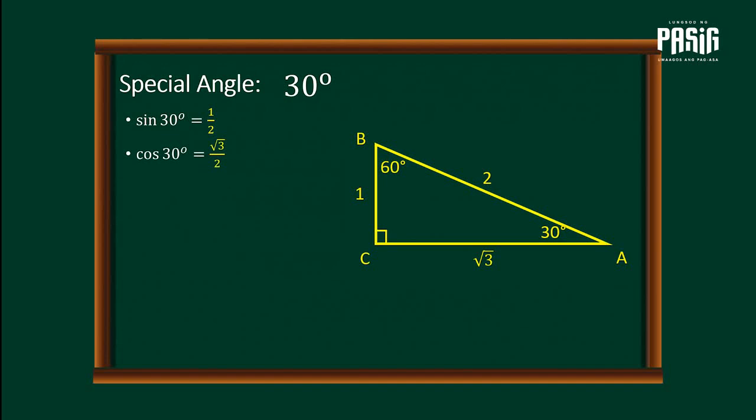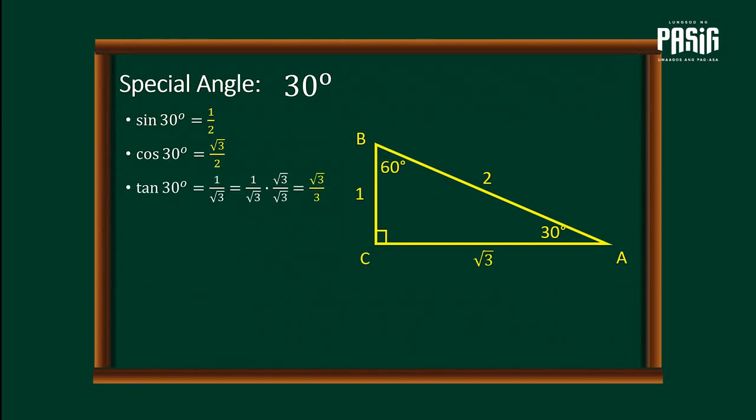Cosine by its definition is equal to adjacent over hypotenuse. The adjacent side of 30 degrees in the figure is the square root of 3, and the hypotenuse is 2. Hence, cosine 30 degrees is equal to the square root of 3 over 2.